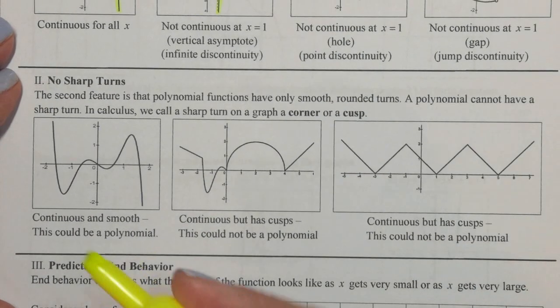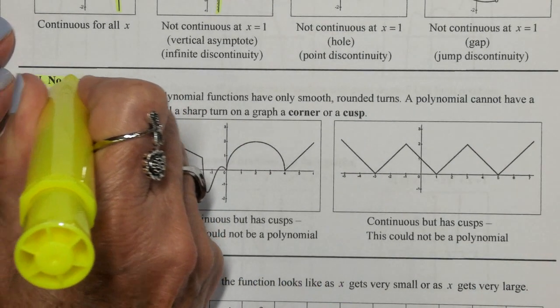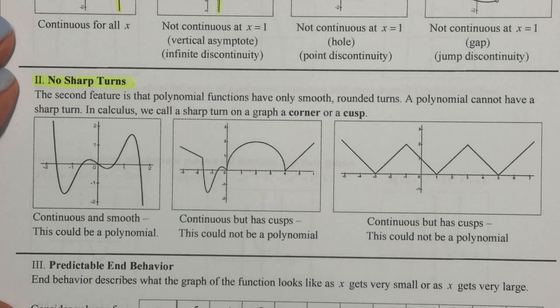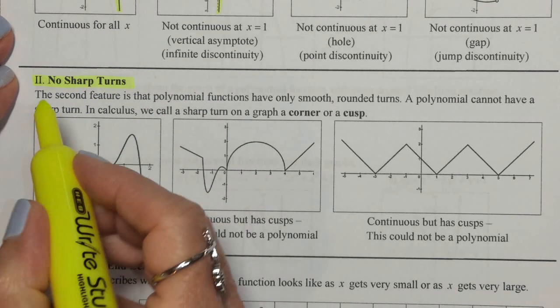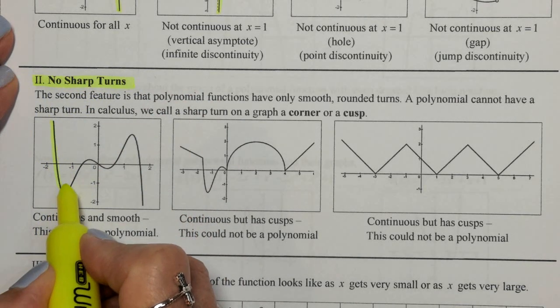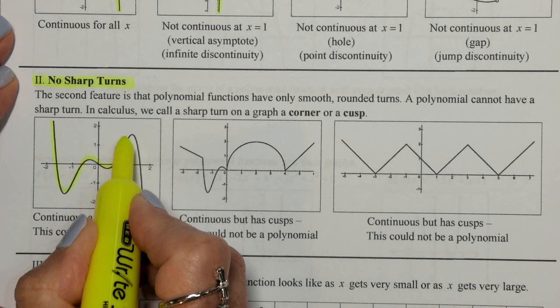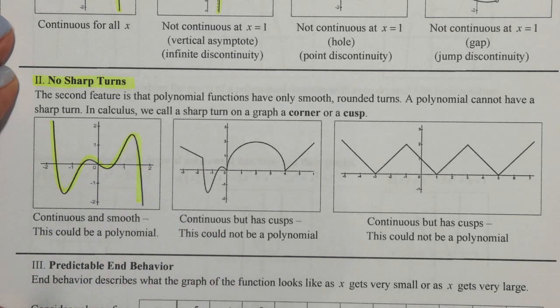The second feature that polynomials have is that they have no sharp turns. No sharp turns at all. It is nice and smooth, no sharp turns. We call those corners or cusps.